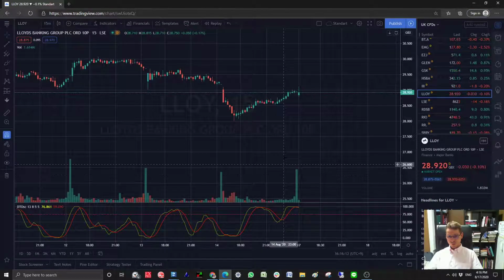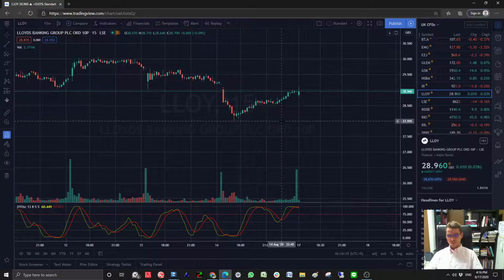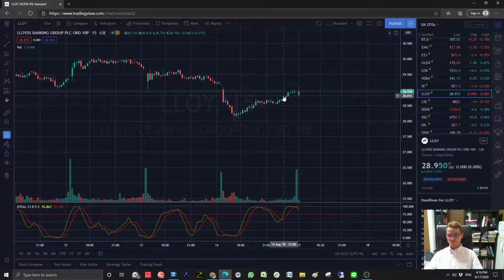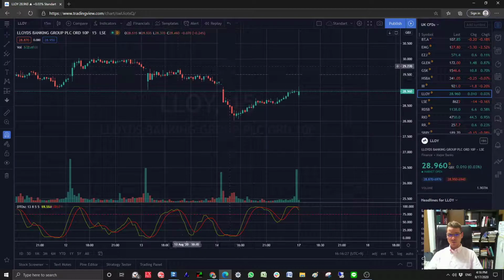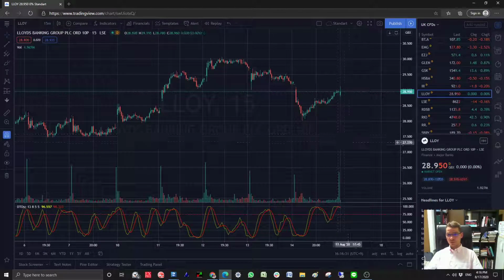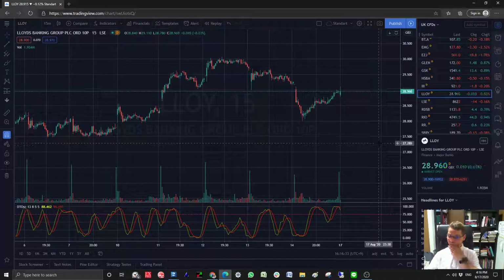So this would have been my entry right above here, 28.80. Stop loss 27.99, below that. So that would be my risk, 50% of that and 100% of this would be my two targets at least.